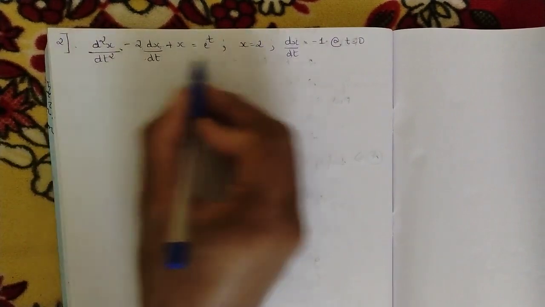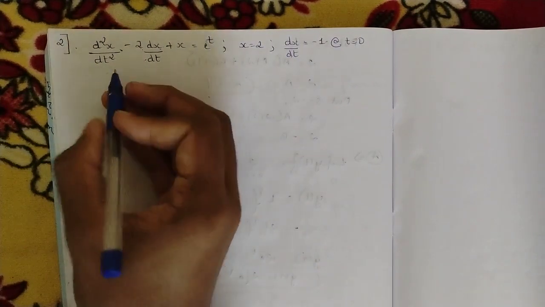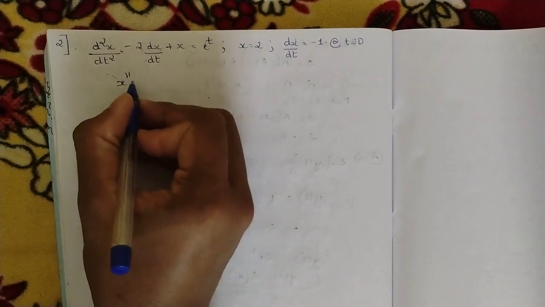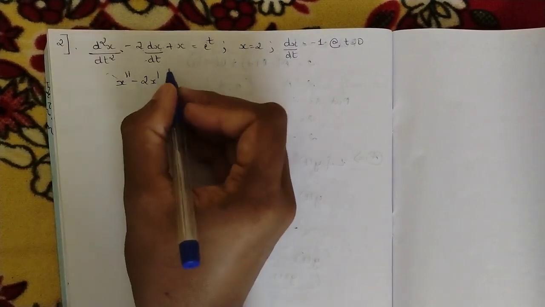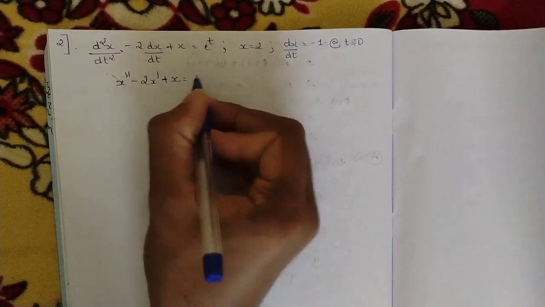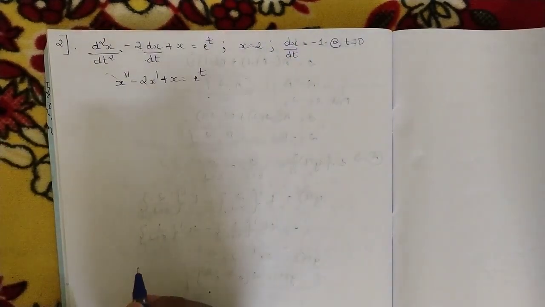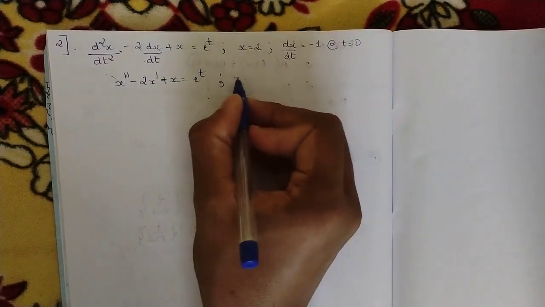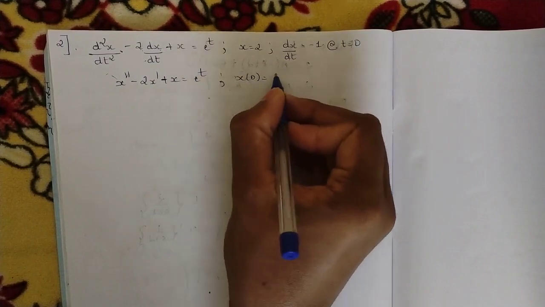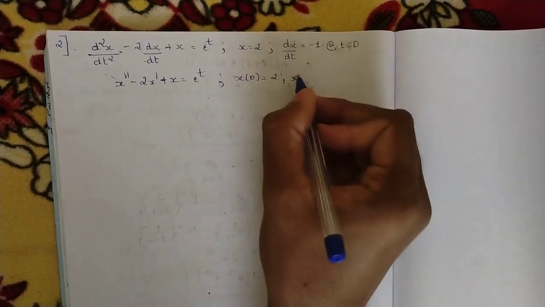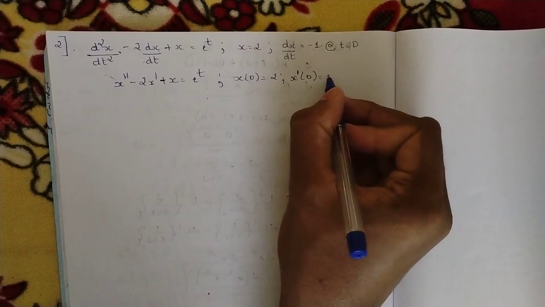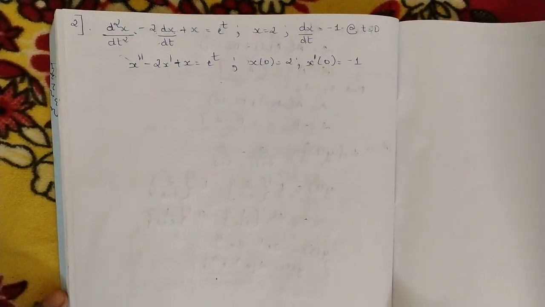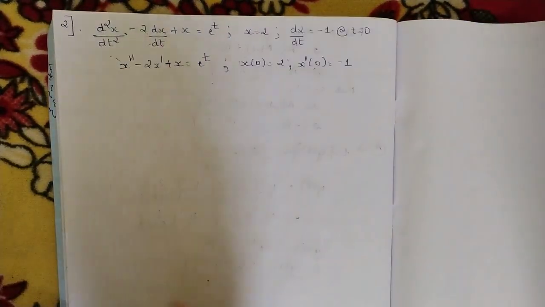That is, this could be written as second order derivative, right? d square x by dt square, that is x double dash minus 2x dash plus x is equal to e to the power t. Okay. And this data could be given, they have given at t equal to 0. So x of 0 is equal to 2, dx by dt, that is x dash of 0, is equal to minus 1. Okay. So now the question is clear, right? So now using this data, try to solve the problem.